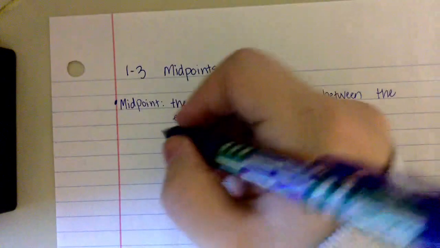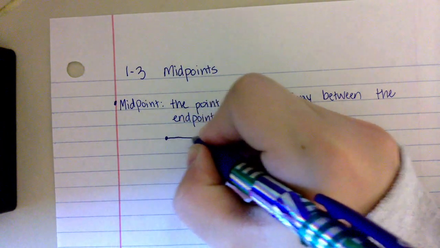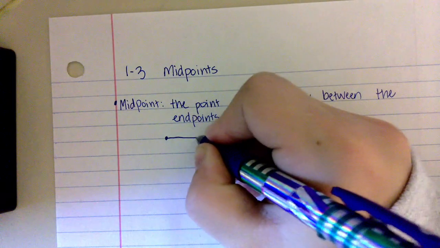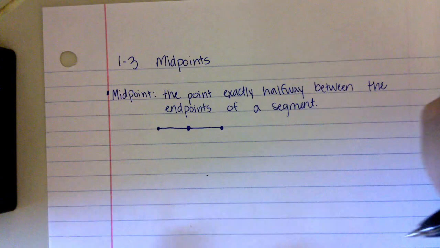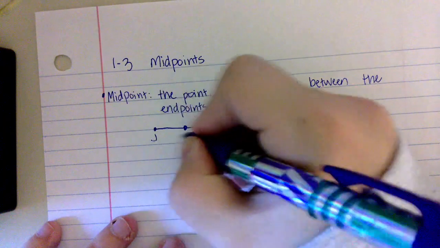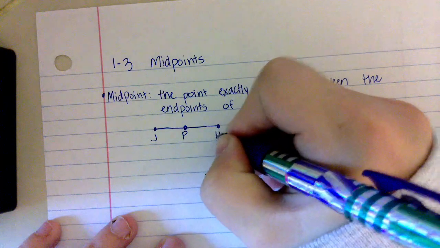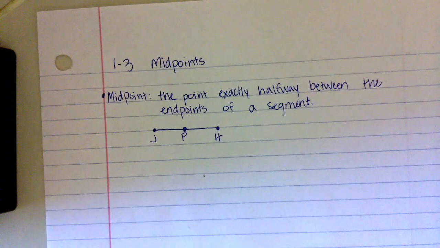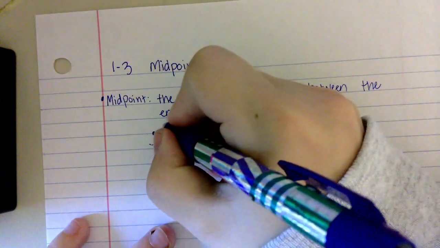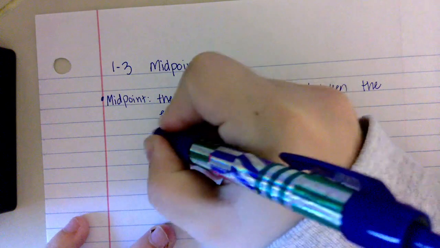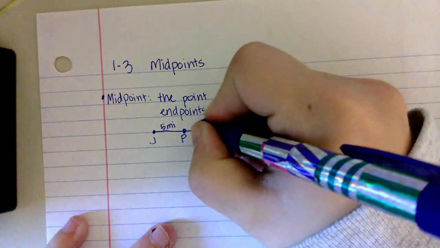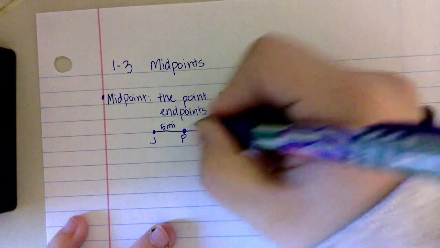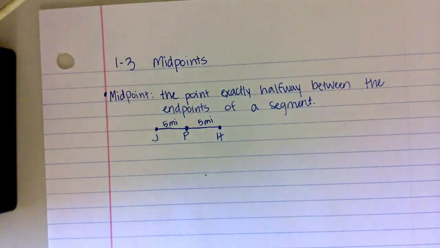Okay, so for example here, if we have a line, we're going to put the dot right near the middle, the other point. So I have J, P, and H. So if it's exactly in the middle, and I know that this is 5 miles, JP, that means PH has to be the exact same. So that's also going to be 5 miles because P is right in the middle. Even though I didn't draw it exactly in the middle, it's going to be the same.